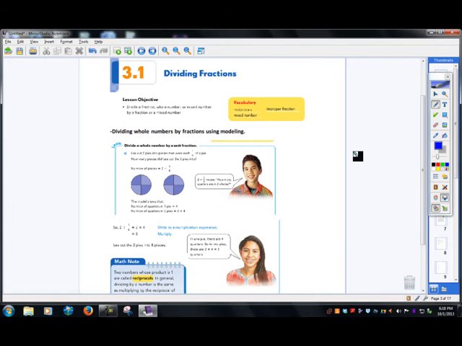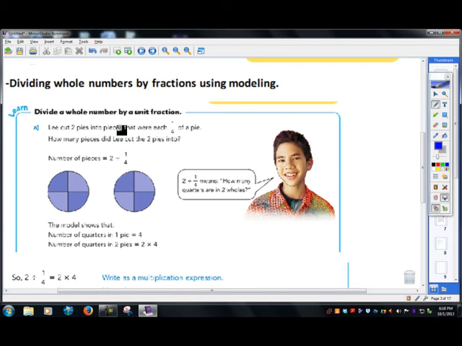So like this question right here, you can read it. It's probably really hard to see on your end if you're watching this on Schoology, but again, you've got it right in front of you. Okay, it's dividing a whole number by a fraction. Lee cut 2 pies into pieces that were 1/4 each of a pie. How many pieces did he cut the 2 pies into?